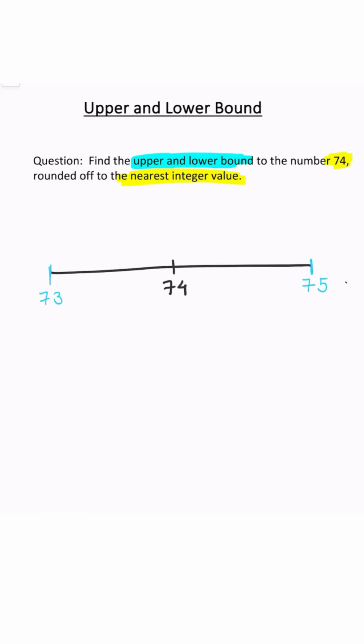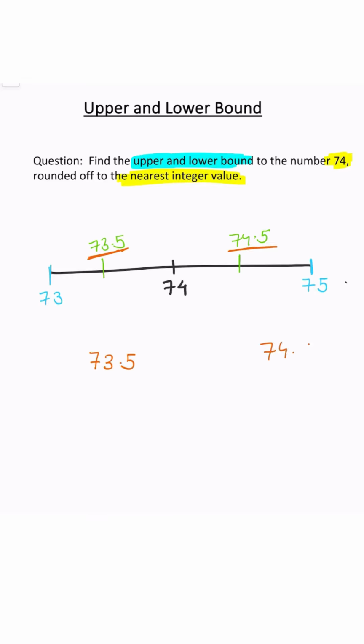Now we'll find the middle values between the integers. The middle value between 74 and 75 is 74.5, and the middle value between 73 and 74 is 73.5. So the lower bound becomes 73.5 and the upper bound becomes 74.5.